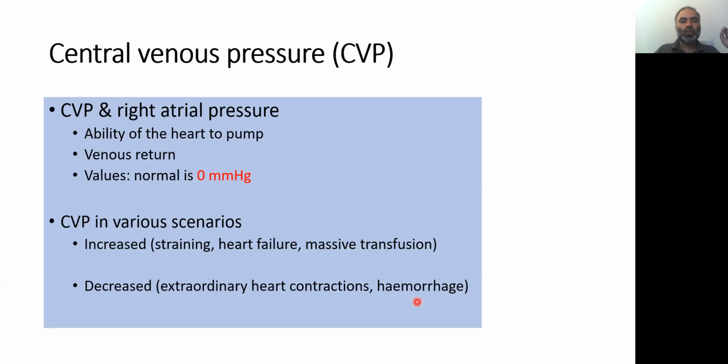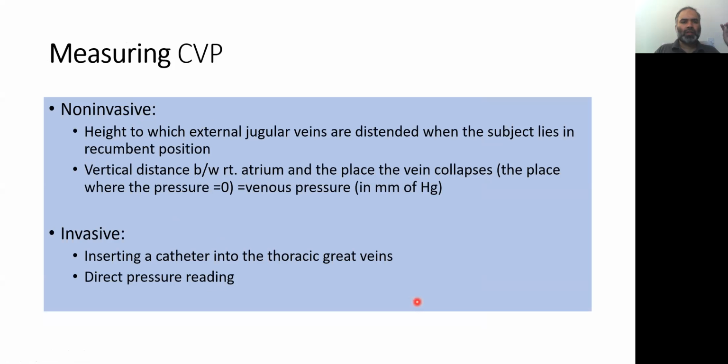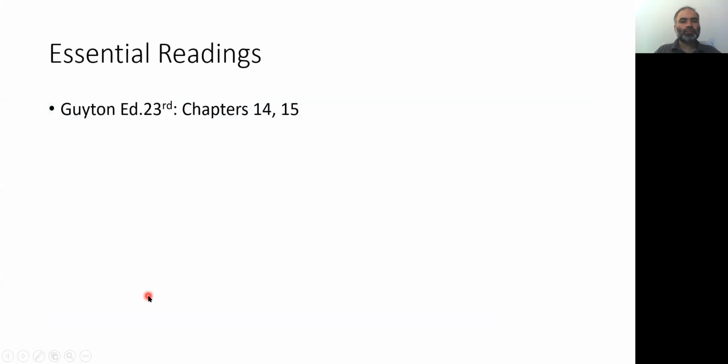This is an important question, CVP, and the factors that affect CVP. Why is it zero, etc. This is important. Read it properly, please. This is how you measure CVP in a non-invasive way. You will do this in practical: look at the external jugular. The invasive way is to insert a catheter in the great veins and take a pressure directly.